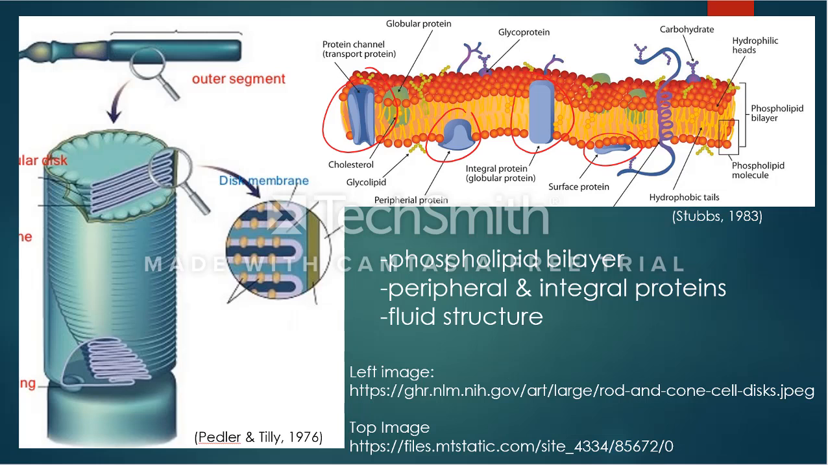All right, so going back over to this image where we're looking at the outer segment of the rod, we can see that these phospholipid bilayers have lots of these orange little dots. These orange little dots go all the way across, so that's going to be a transmembrane or an integral protein. We're going to learn a little bit more about those in the next slide.